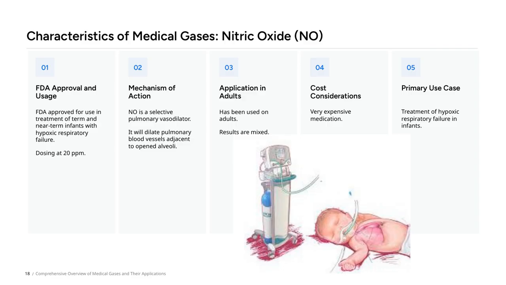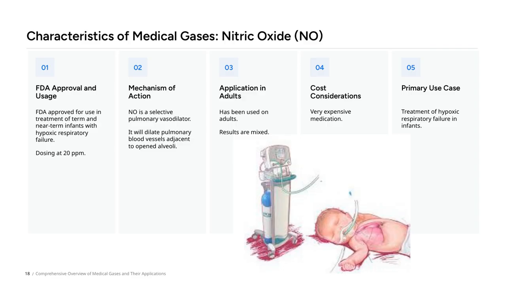Now, what makes nitric oxide particularly effective is its mechanism of action. It acts as a selective pulmonary vasodilator, meaning it specifically dilates the blood vessels in the lungs that are near open alveoli, improving oxygen exchange without causing widespread blood vessel dilation elsewhere in the body. This targeted effect is crucial because it helps improve ventilation perfusion matching, which is often disrupted in respiratory failure. And speaking of approved uses, the FDA has approved nitric oxide for treating term and near-term infants suffering from hypoxic respiratory failure.